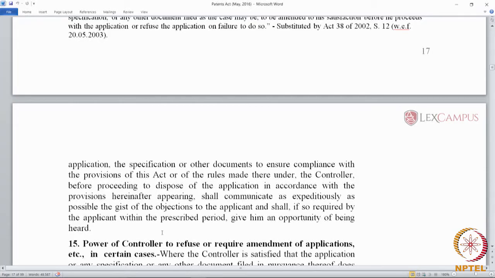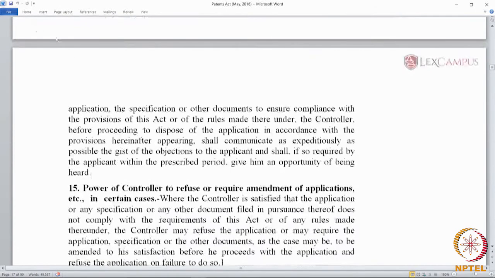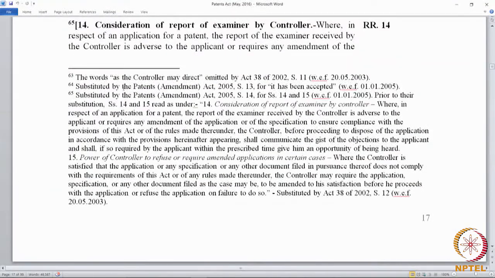Most of the controller's decisions will start with a section 14 hearing. The controller's decision will say that there was a section 14 hearing and later on the decision could be passed under section 15. Section 14 comes into operation, it is important to understand this. Section 14 comes into operation when the report received by the controller is adverse to the applicant. This is when it comes into operation.